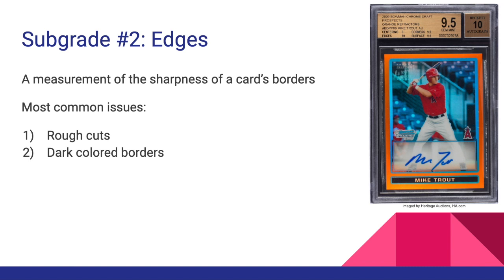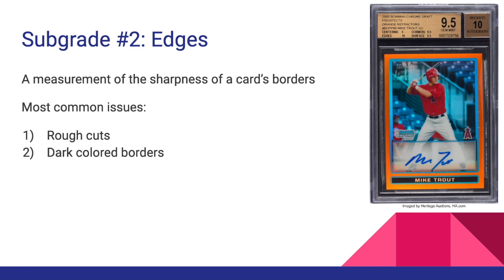With edges, though, you're going to see two very prevalent issues on cards that do have edge issues. You have the rough cuts or the dark colored borders. So if you think about, you have a white sheet of printer paper and you draw on it with yellow crayon and then you draw on it with black crayon, which one shows up better? It's going to be the one with the black crayon.